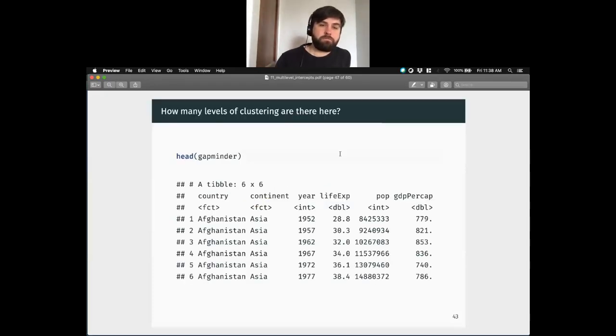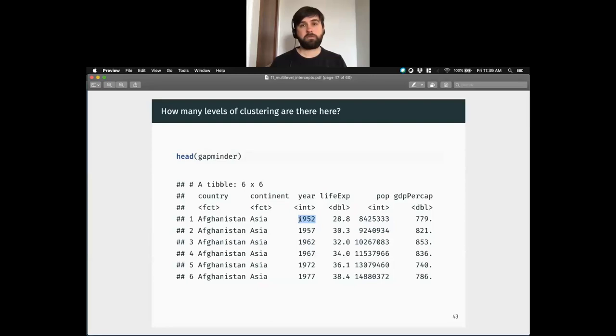So how many levels of clustering are there here in the Gapminder data? Possibly 3, but maybe year. So year could be one source of clustering. We could think that observations from 1952 are going to be similar to other observations from 1952, right? What else?